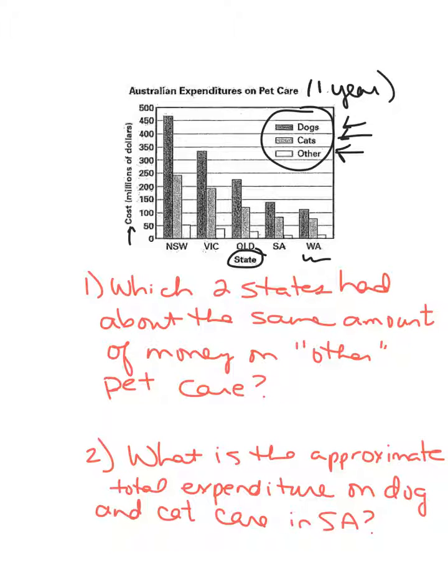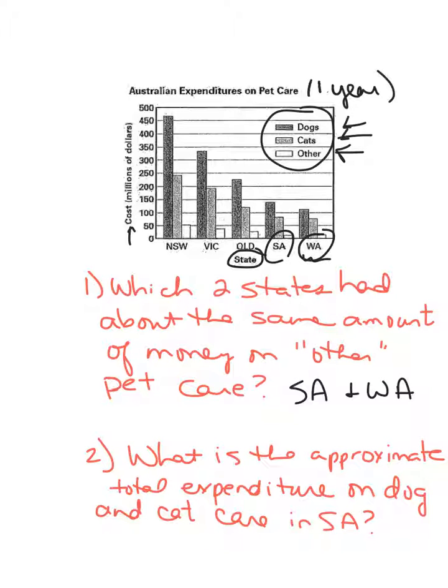Number 1 says which two states had about the same amount of money on other care for pets. That looks about the WA and the SA. Those states, they're the abbreviations, look about the same for the other category.